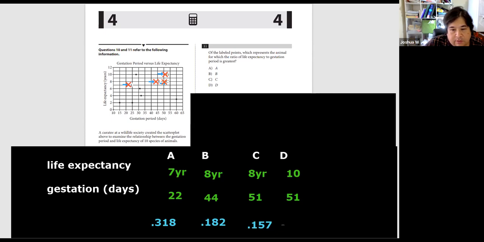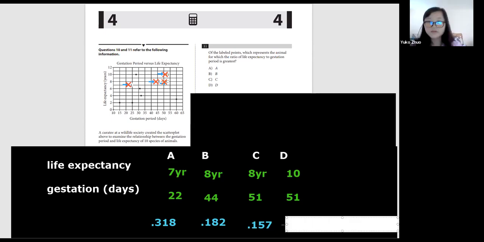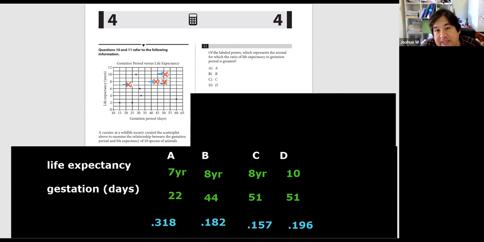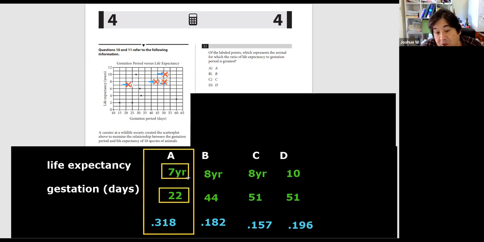Yuko? You still there? A has the highest. That is the ratio of life. That's surprising. I'd like to know more about this animal, because whatever it's doing in those 22 days, that's a pretty long life in terms of the ratio. Animal A has the greatest ratio of life expectancy to gestation period in this animal study.